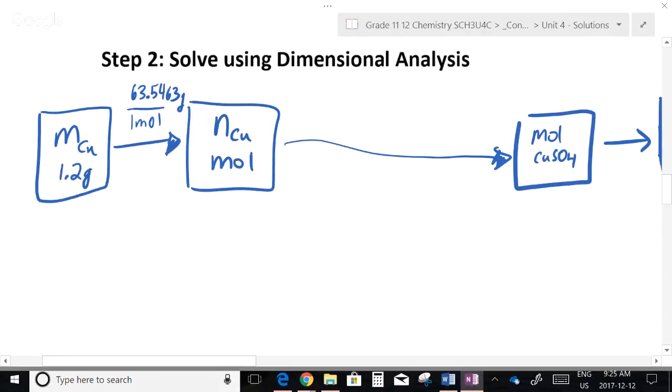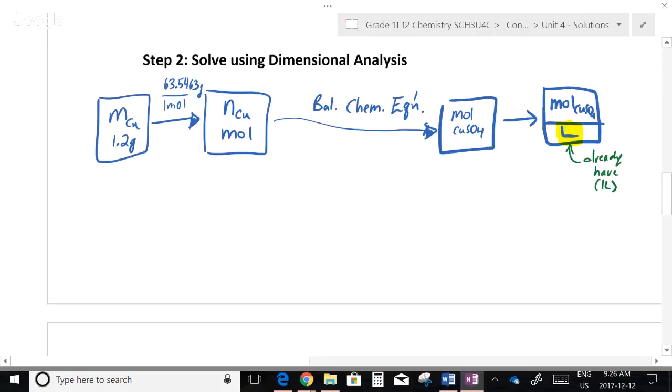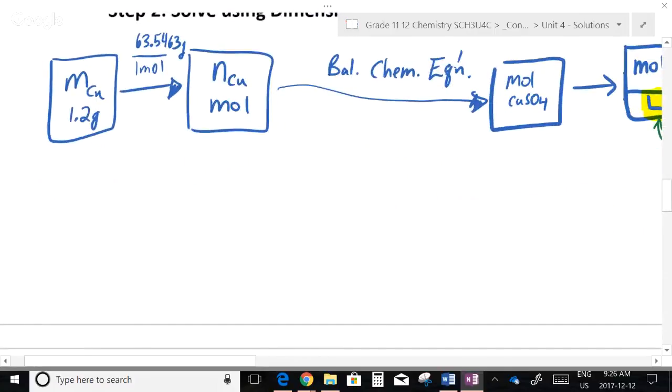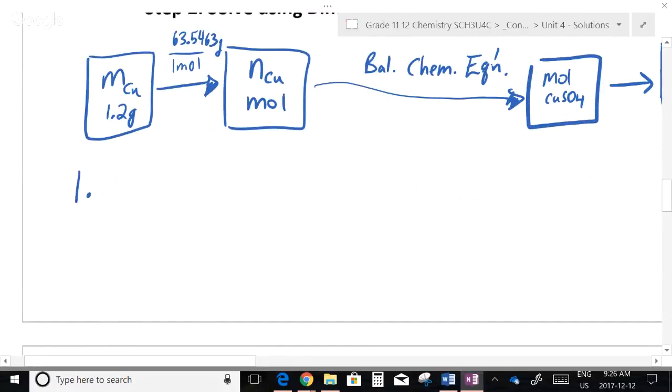Right? And how will I do that? Yeah, from the balanced chemical equation. I left myself too big a space there. Does that make sense? Cool. So let's do this. What am I starting with? I'm starting with 1.2 grams of copper.